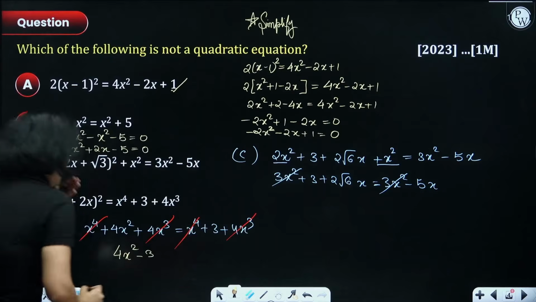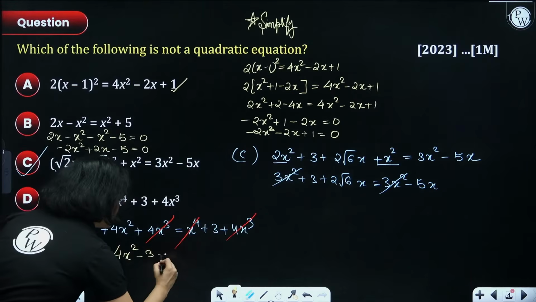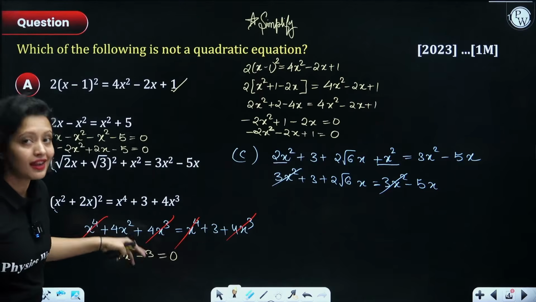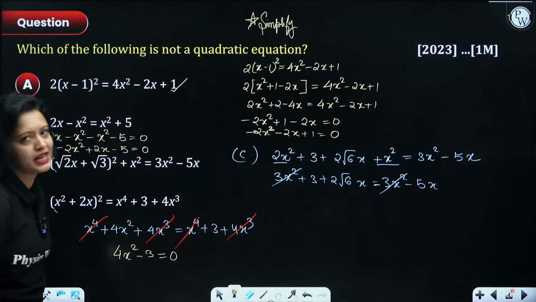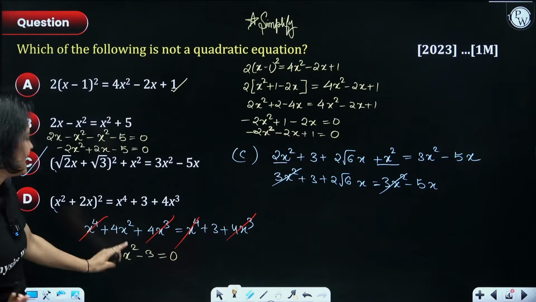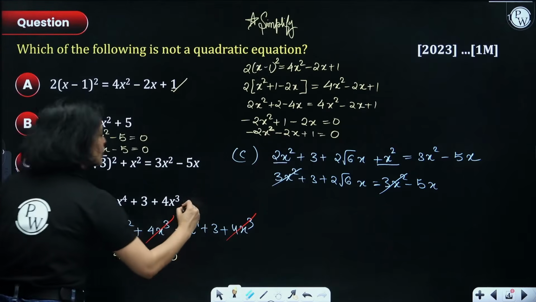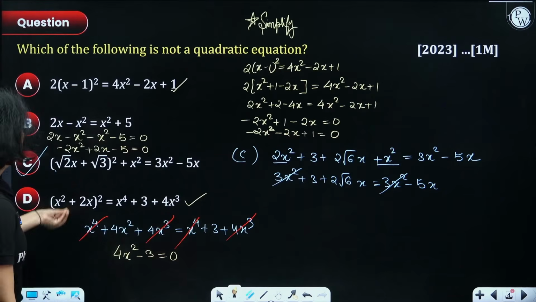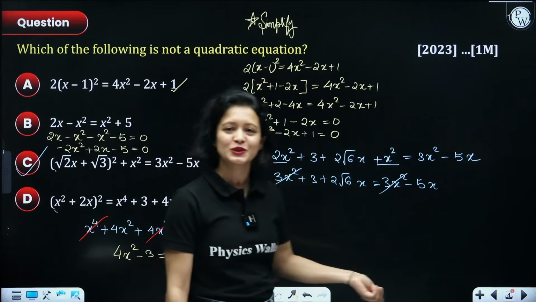So, sorry people, 4x square minus 3 is equal to 0. Is this not a quadratic equation, guys? It is, right? You have the highest power of the variable as 2. That's all you need to see, right? So this is a quadratic equation, even though at first glance it did not look like one, right? So yes, I hope you understood this question.